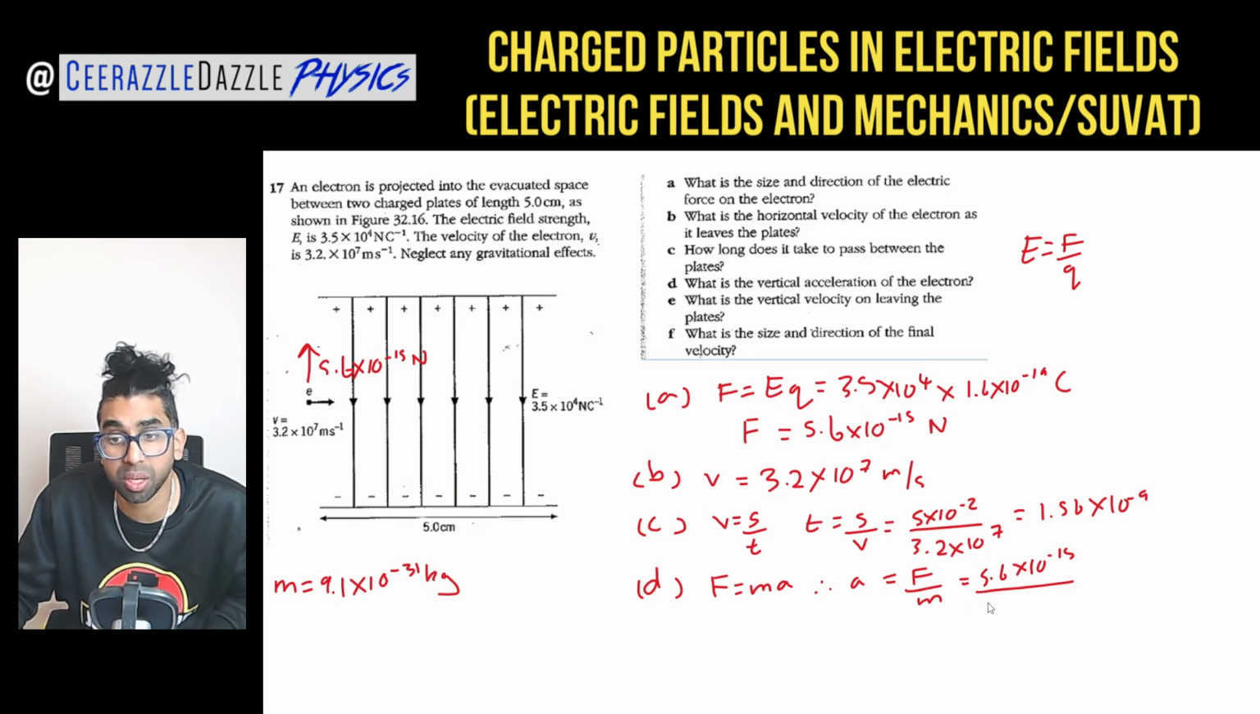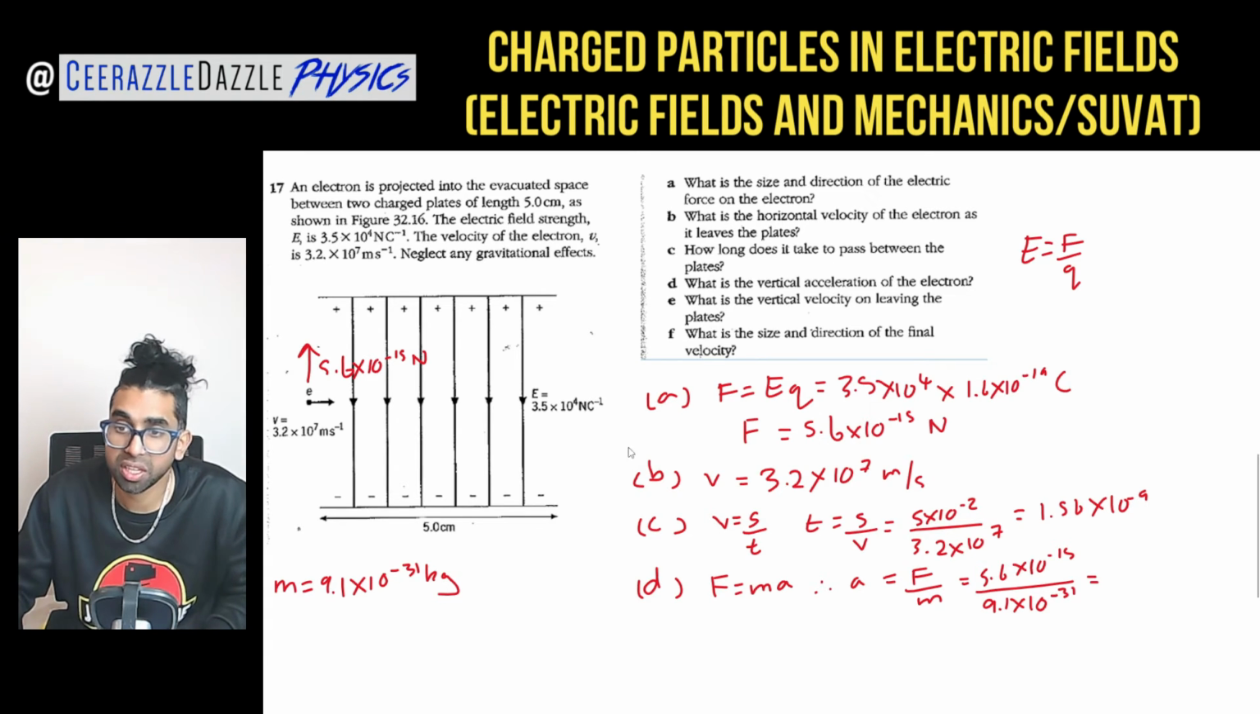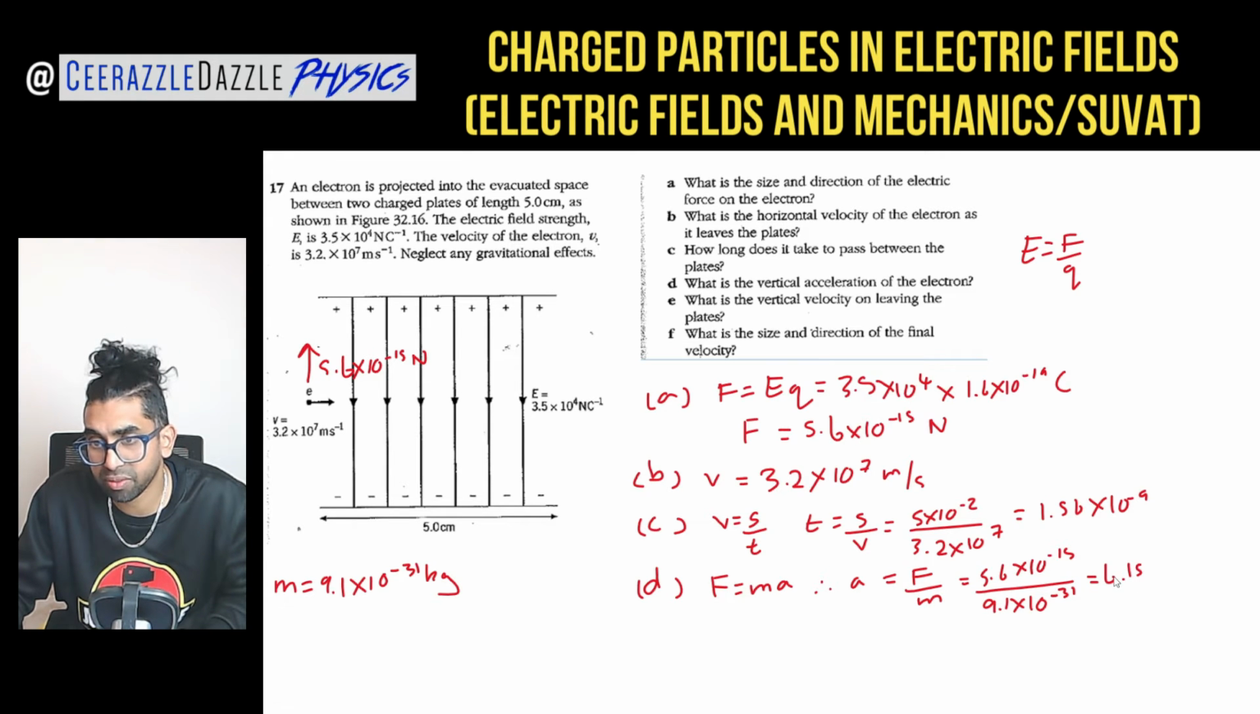So putting that in over here, 9.1 times 10 to the minus 31. Okay, so in the calculator it goes 5.6 times 10 to the minus 15 divided by 9.1 times 10 to the minus 31. I'm getting the answer of the acceleration: 6.15 times 10 to the power of 15 meters per second squared over here.